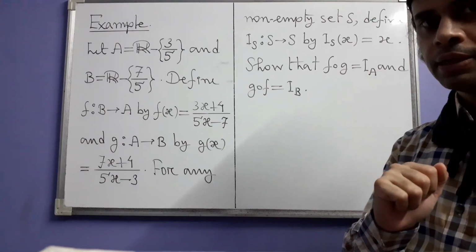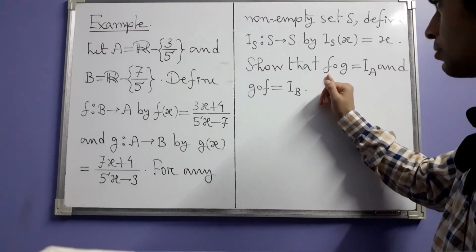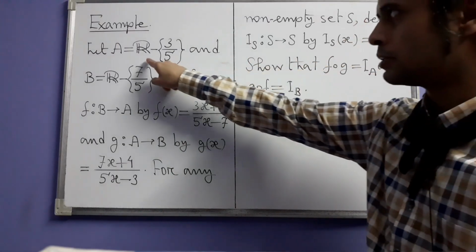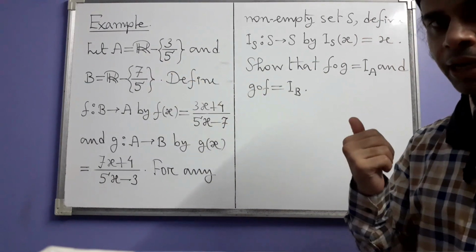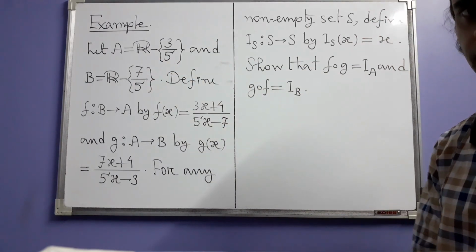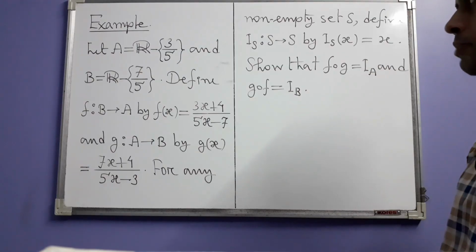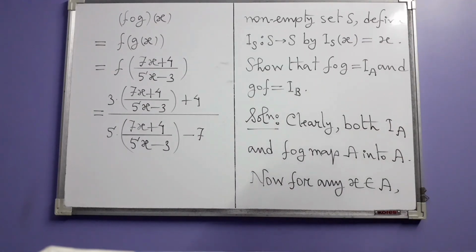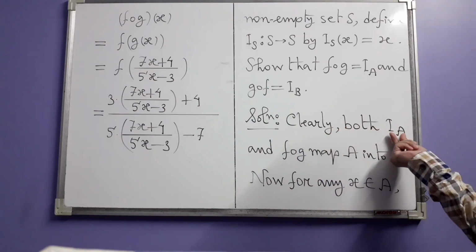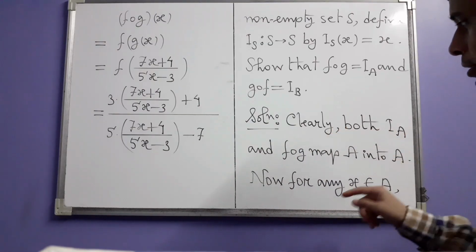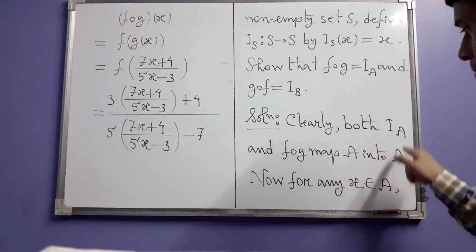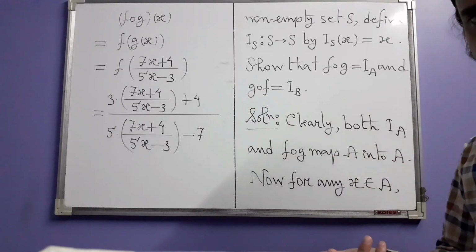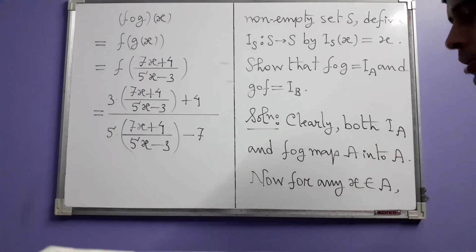So to prove that they are equal, you just have to calculate f composition g at any element x of this set. If you get x back, then your job is done. Similarly, we have to prove this one. So we start the solution also by mentioning that fact. Clearly, both the identity function on A and f composition g map A into A. That means both these functions have A as their domain and also A as their codomain.